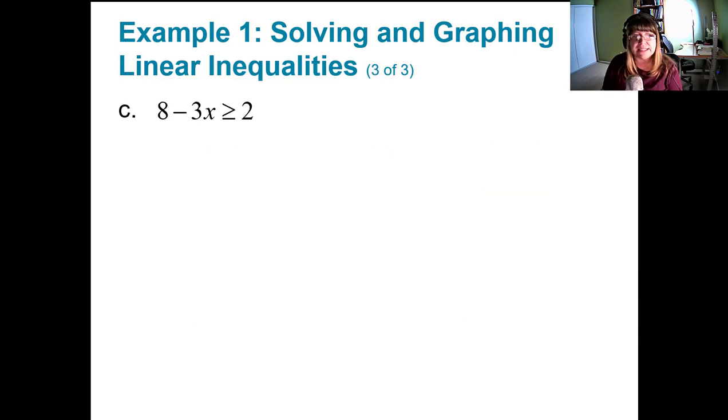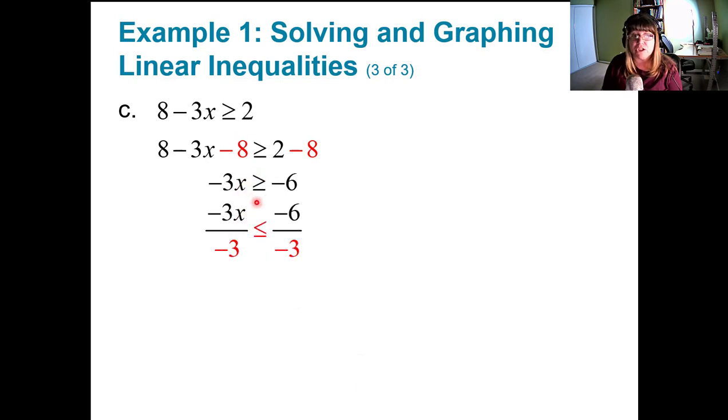All right, the third example in this set, we have x minus 3x is greater than or equal to 2. I'm going to go ahead and subtract 8 from both sides. And we get -3x is greater than or equal to -6. Now in this next step, I'm going to divide by a negative number. That means when I divide by a negative number, I must change the direction of this symbol. So it's no longer greater than or equal to, it's less than or equal to. And I have x is less than or equal to 2.